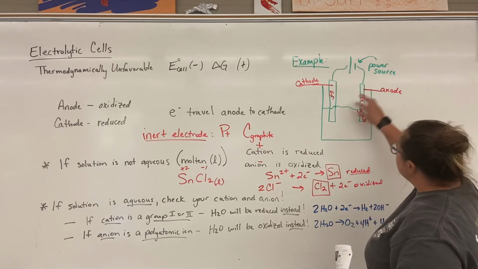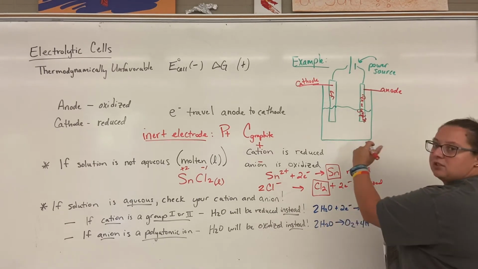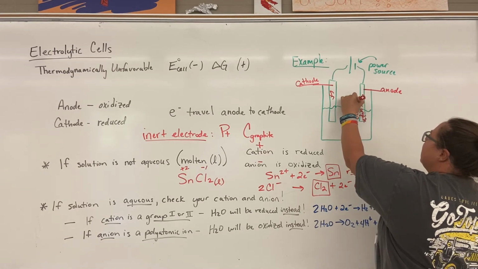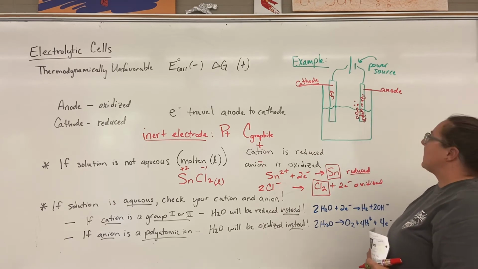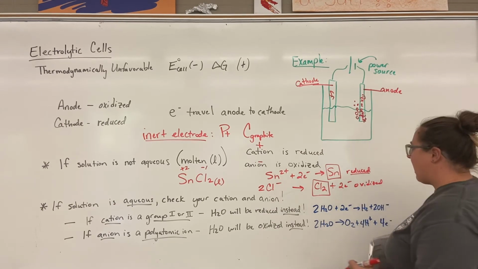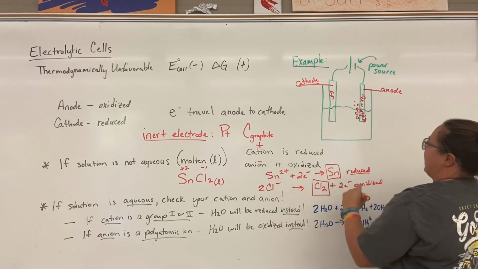Now, what will we witness here? Well, because chlorine is a gas, remember when gases are produced in solution, we'll actually see little bubbles being made in that solution. And so those bubbles will be the chlorine gas that is produced. Now, we've taken care of both of these things here. We've said that's our anode and that's our cathode.